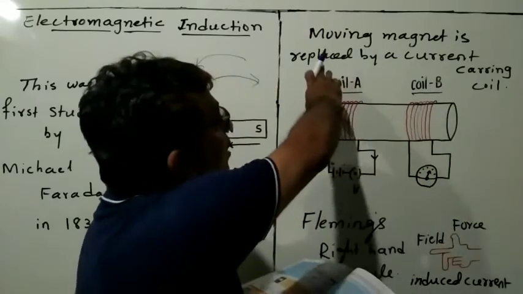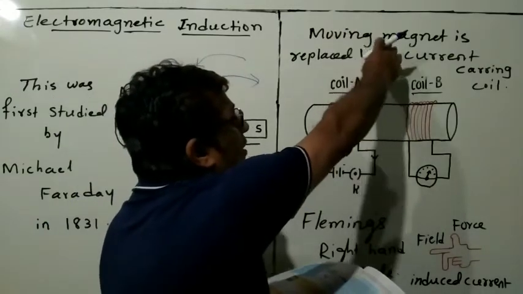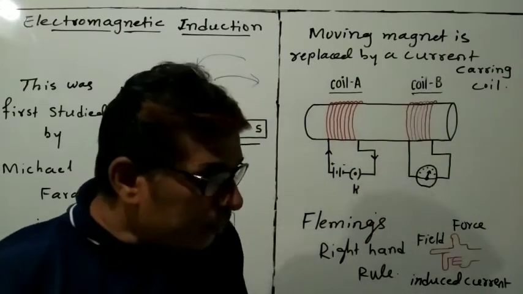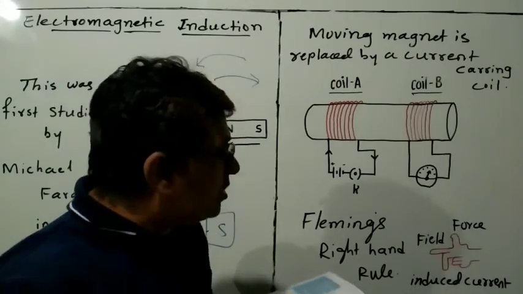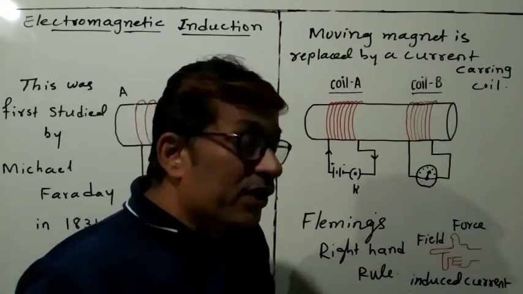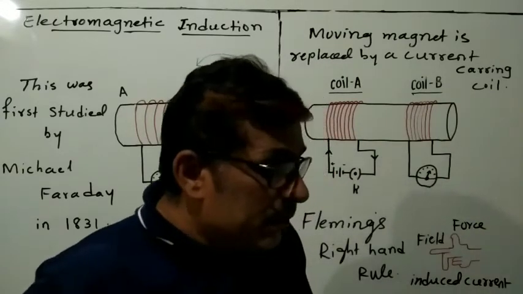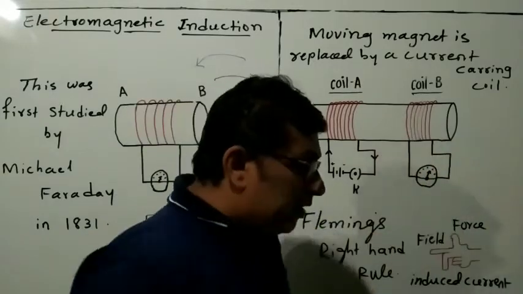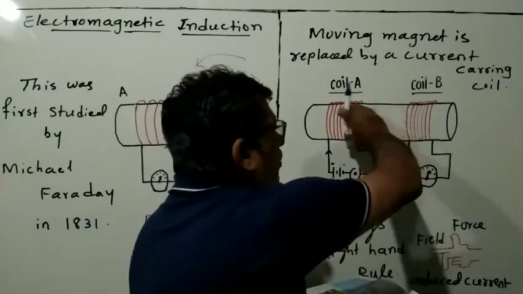See, here we replace the moving magnet by a current carrying coil. This is a very important activity, dear students. Take two different coils of copper wire having a large number of turns, say 100 turns and 50 turns respectively. Then insert them over a non-conducting cylindrical roll, a chart paper roll.